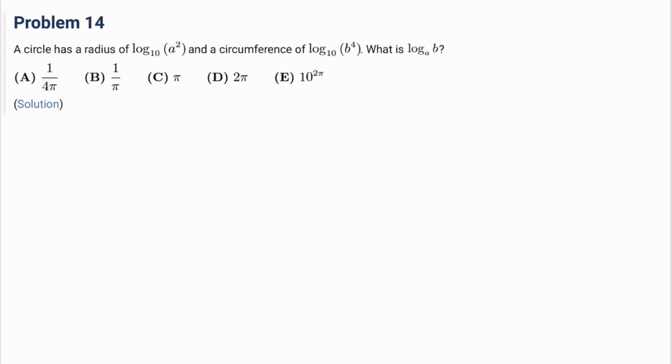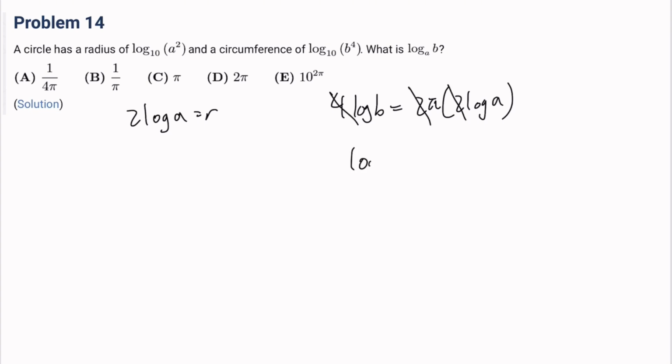Number 14. A circle has a radius of log base 10 of a squared and a circumference of log base 10 of b to the 4th power. What is log a of b? So this is 2 log a, this is the radius, and this is the circumference, so that's 4 log b. The circumference is 2 pi r, and since this is r, if we just plug that in, that's 2 pi times 2 log a, right? And so if we cross out 2, 2, and 4, that gives us log b equals pi log a, right?